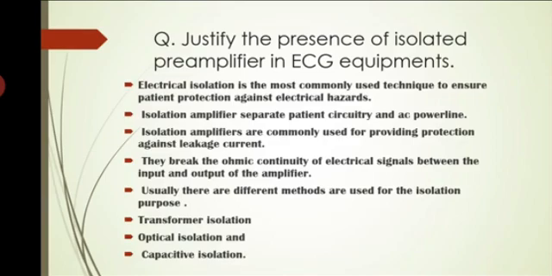They break the ohmic continuity of electrical signals between the input and output of the amplifier. Usually, different methods are used for the isolation purpose. First is transformer isolation, second is optical isolation, and third is capacitive isolation.